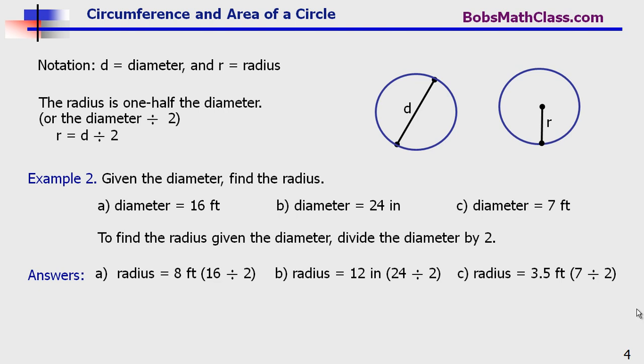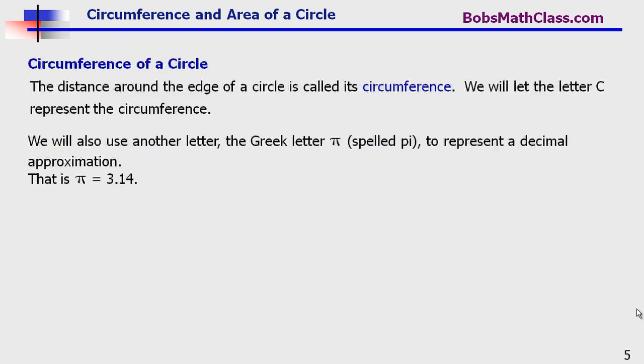Okay, moving on. Again, the distance around the edge of a circle is called the circumference. We'll let the letter C represent the circumference. And we will also use another letter, the Greek letter pi. It's spelled P-I. It's kind of a funny looking symbol, but it's Greek. It's just different. And that's going to represent this decimal approximation, which is 3.14.